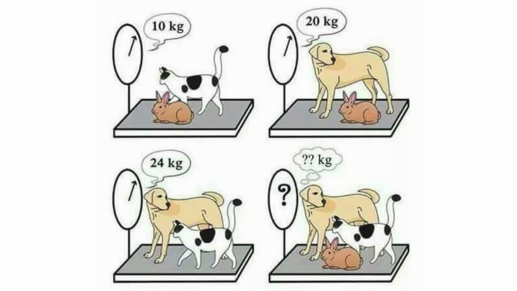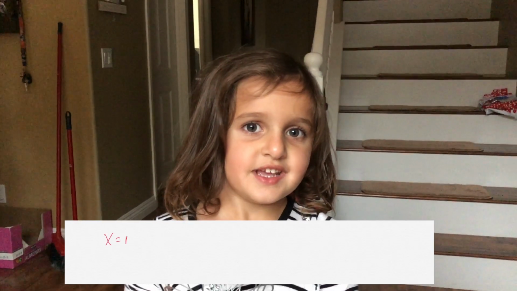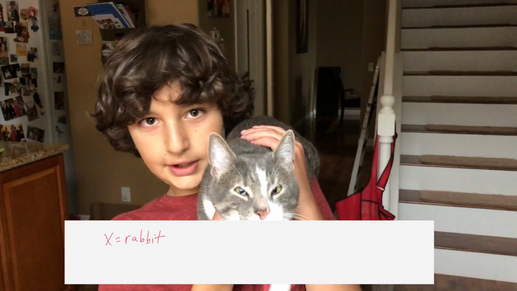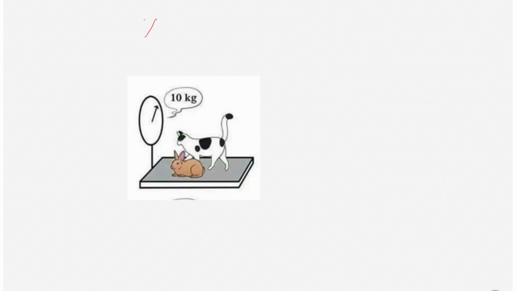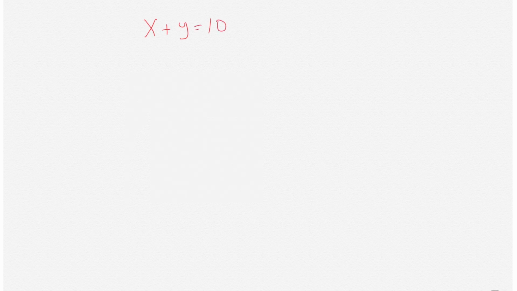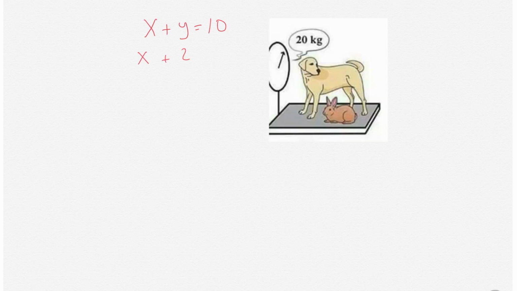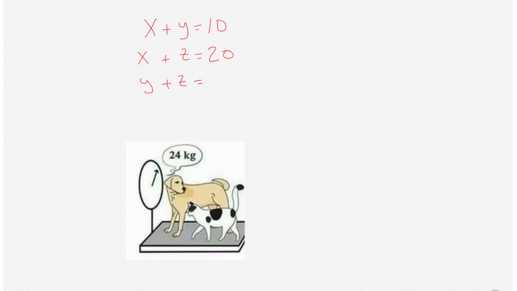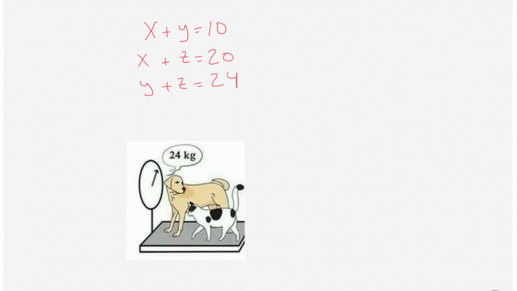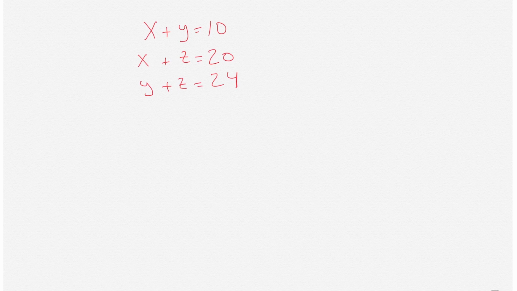The way I did this is I just set X equals rabbit, and Y equals the cat, Z equals the dog. Look at it, the rabbit and cat have together 10 kilograms, which would mean X plus Y equals 10. And then the rabbit and dog are 20 kilograms, so that would be X plus Z equals 20. And then the dog and cat weigh 24 kilograms, so that would be Y plus Z equals 24. Okay, so now we have three equations and we have three unknowns.